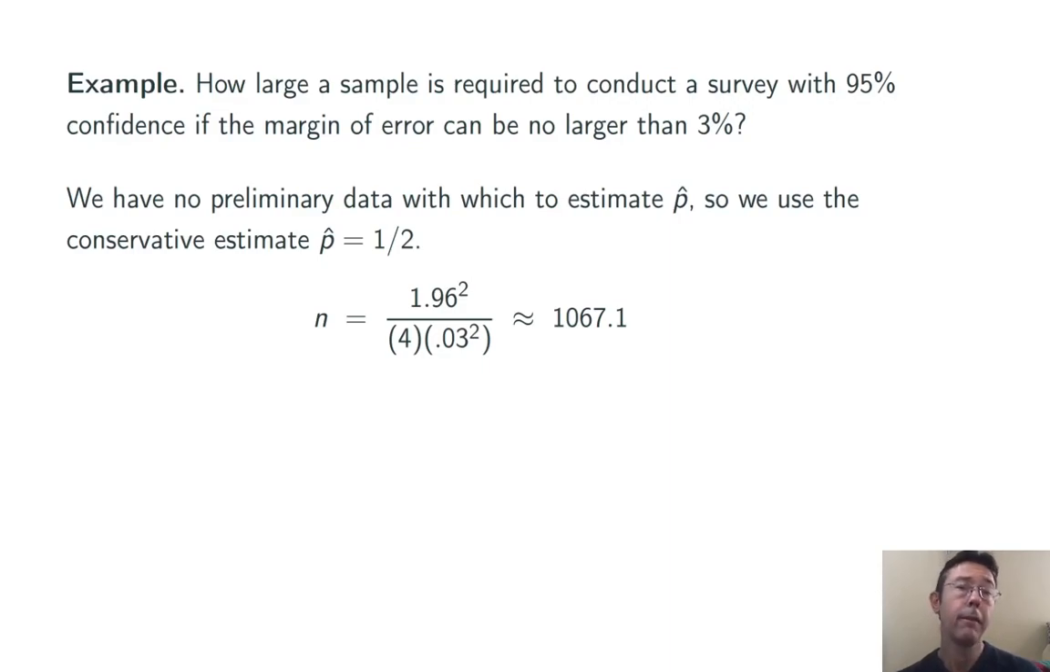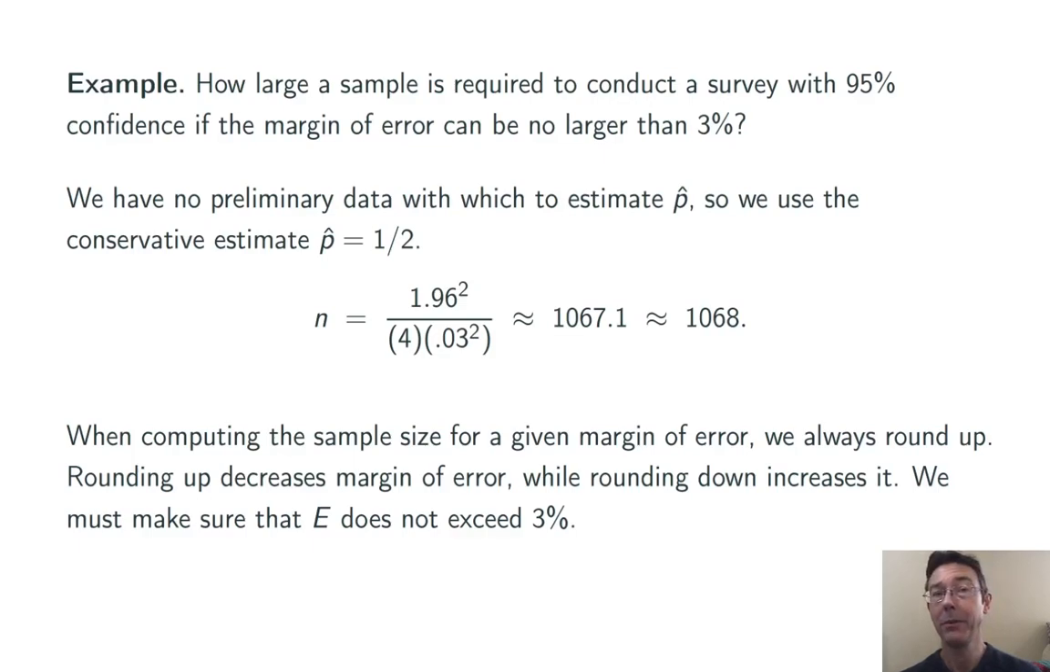Final thing to say here is that, of course, a sample size must be an integer. We can't actually survey 1067 and 1/10 people. So we need to round this. In particular, we should always round the sample size we need for a specific margin of error up. Rounding up decreases the margin of error, while rounding down increases it. And we need to make sure that our margin of error E does not exceed 3%.